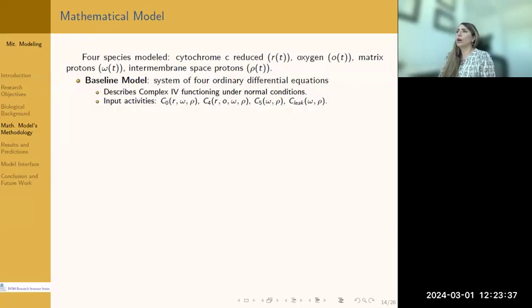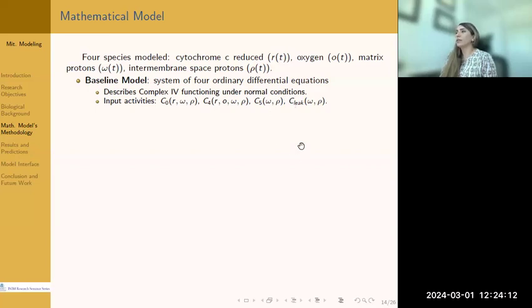So after this brief biological background, now it's time to talk about the mathematical model. The mathematical model used to simulate mitochondrial function involves four key species, as discussed before: cytochrome C reduced, shown by R, oxygen shown by O, matrix protons omega, and intermembrane space protons rho, and all of them, as I said, are functions of time.